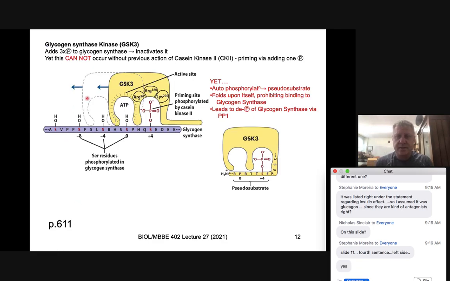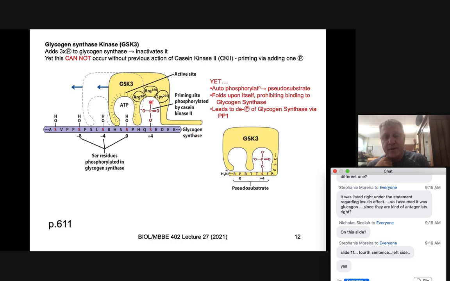So in this case, we have to have a priming system to occur. With that priming component, we have 1, 2, 3 sites ready to actually be phosphorylated by the glycogen synthase kinase. But glycogen synthase kinase number 3 also has this capacity to autophosphorylate or use what we call a pseudo substrate. And this leads to its autoregulation.